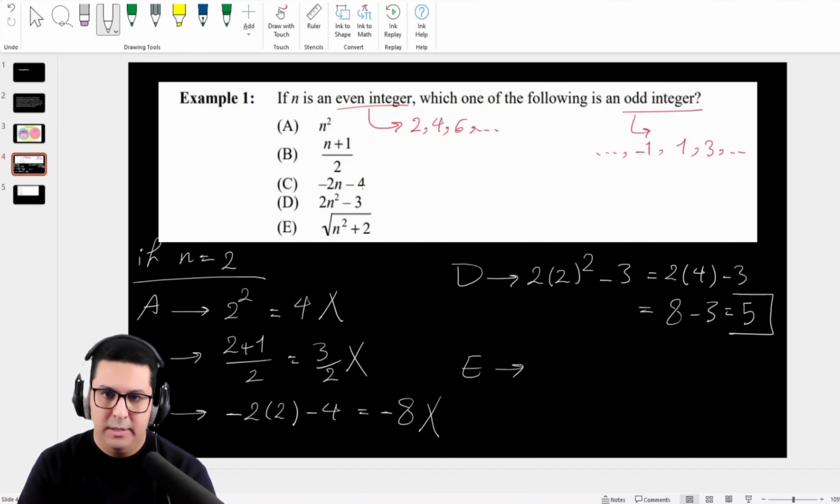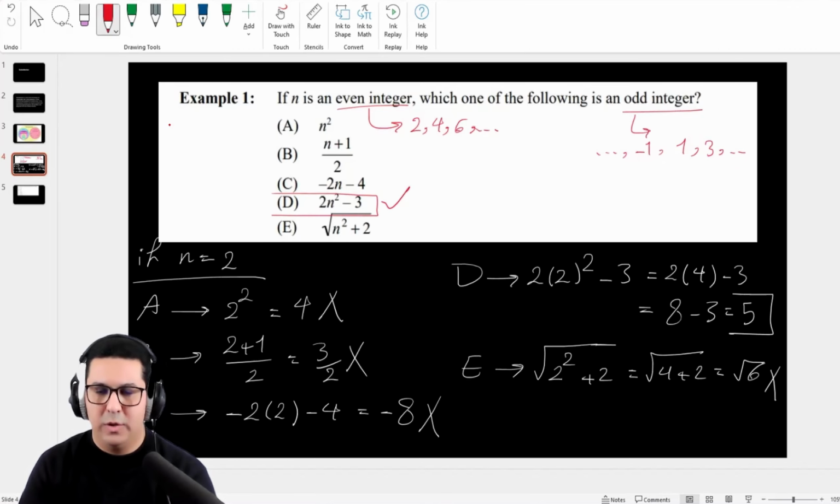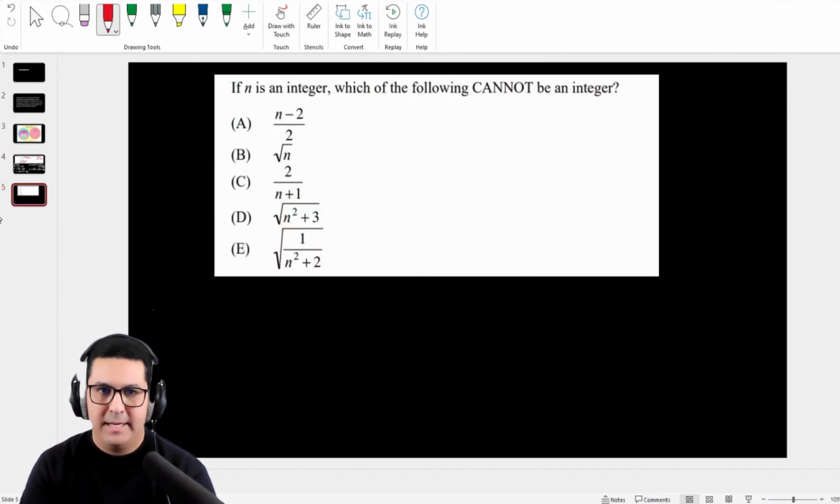What is the E? It is the root of 2 times 2 plus 2, equals 4 plus 2, the root of 6. Absolutely, it is not an integer. So the final answer and the right answer is D. This is an integer. So let's take a look at another example.